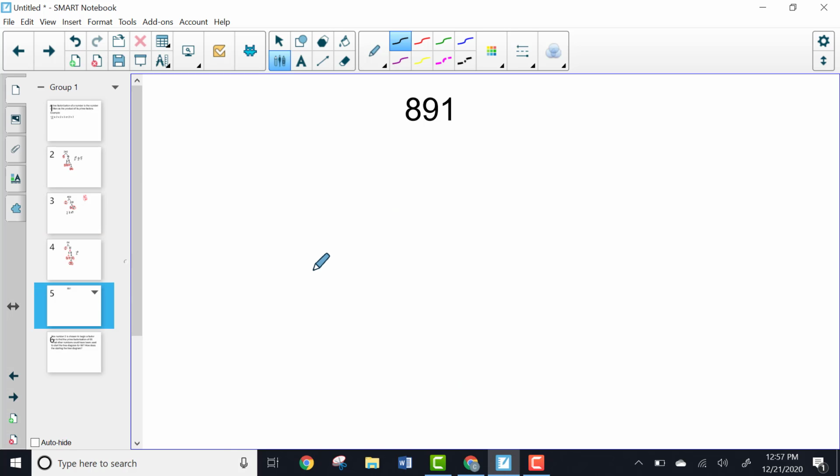All right, let's take a look at one more. So we have 891. Okay, so that seems to be a little bit bigger of a problem than what we're used to, but not to worry at all. So 891. When I think about this problem here, I need to think about what multiplication problem can equal 891. And so I know that 3 times 297 will give me 891. Okay, now I know my 3 is a prime number.